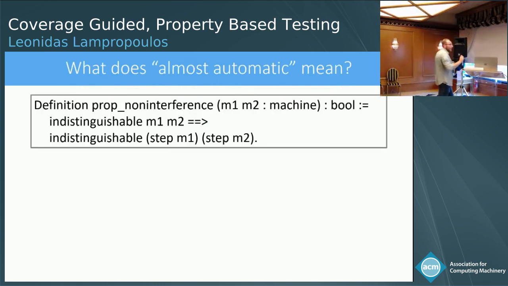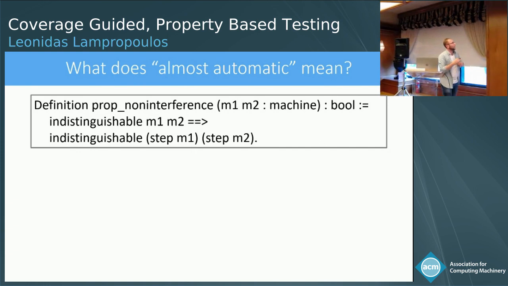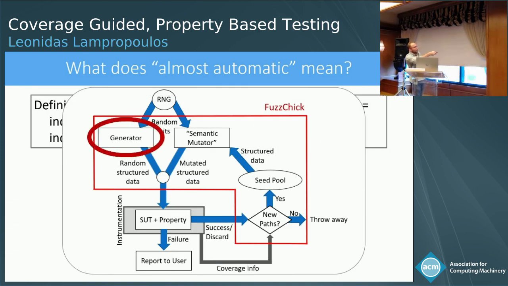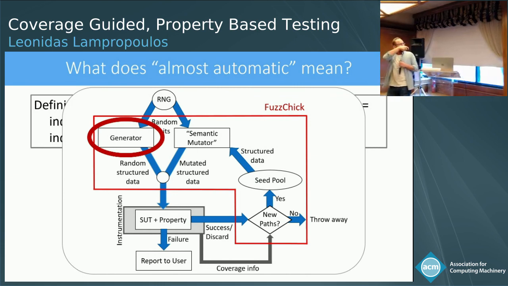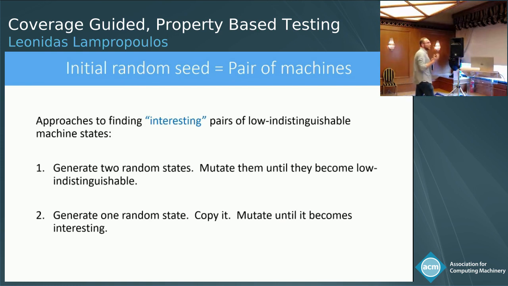Now there's one tiny detail that I haven't talked about. I said that we had almost automatic generators, and this part is what generator are we using to generate the indistinguishable machines for FuzzChick. And there are basically 2 approaches here. Generate 2 random states, mutate them until they become low indistinguishable, and test them, or generate 1 random state, copy it, and then mutate until they become interesting. The graph that I showed you previously is using generator number 2, but generator number 1 is not that much different, and in any case, both of these are not more than 1 line of code.